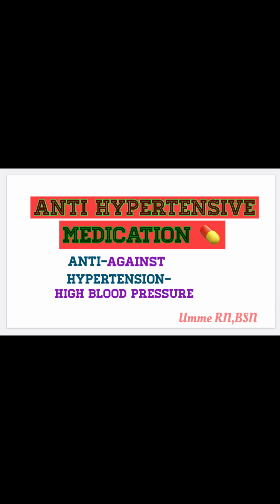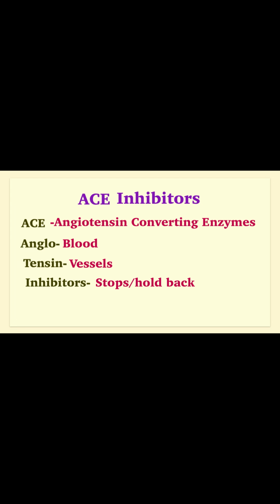Let's talk about antihypertensive medication, which is ACE inhibitors, angiotensin converting enzyme inhibitors. Anti is against, and hypertension means high blood pressure. Antihypertensive medication is medication that helps to reduce blood pressure. There are a few types of blood pressure medication. Today I am going to talk about ACE inhibitors.